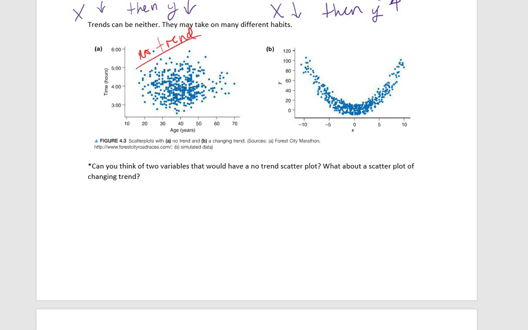But we have to be careful, because just because we don't have a positive or negative trend doesn't mean there's no trend. So if we look at B, which is talking about sea levels, so this would be the ocean going up under sea level. So what this would be saying is we have a changing trend. So it goes from negative to positive, so this would be a changing trend.